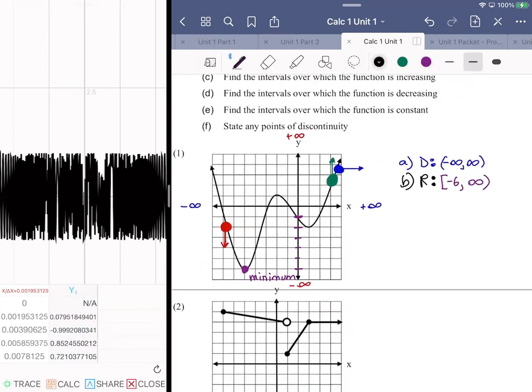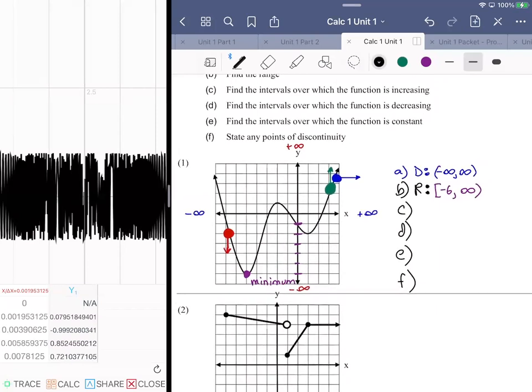Now for increasing, decreasing, and constant, increasing is a part of the graph, C, D, E, and F. A part of the graph that has a positive slope.